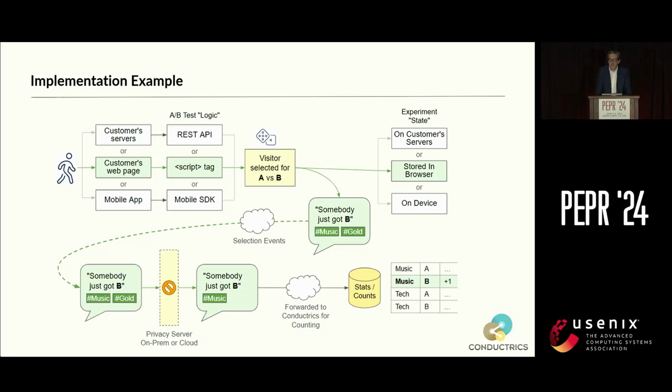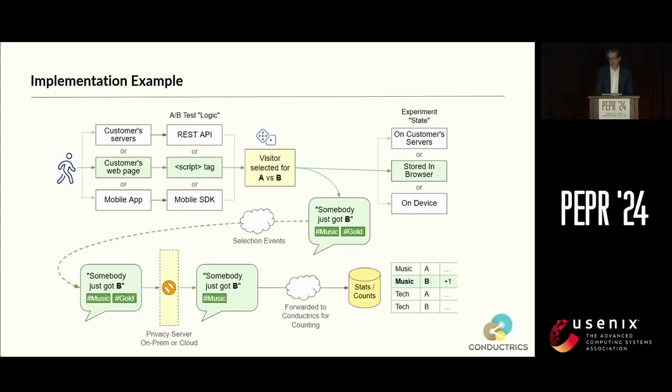And then state is maintained either in the browser or on our customer's server, so we don't have access to it, or on the device, what have you. There's a bunch of options. And then maybe there's additional metadata that is painted onto the response. But at the core, it's just somebody got A. And in this case, maybe they also like music, or they also are in the gold loyalty club, let's say. So that little message has no ID on it. All it has is just that array. Someone got a B, they like music, and they're a gold member.